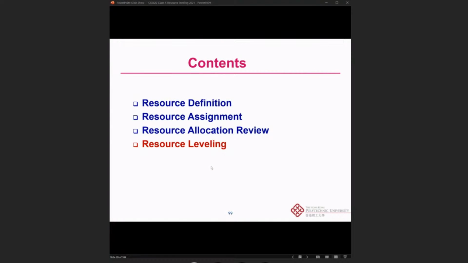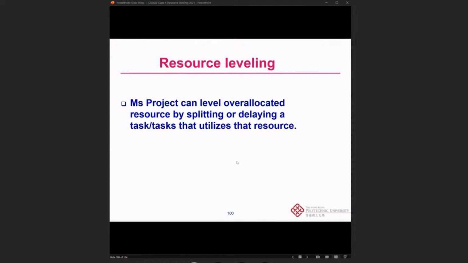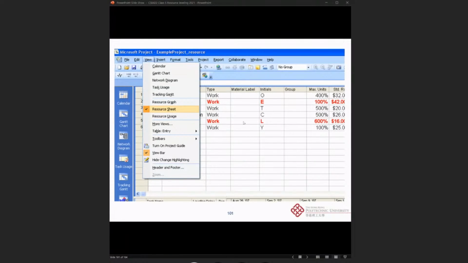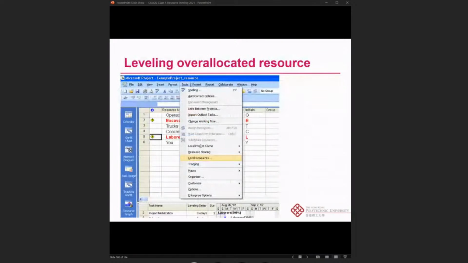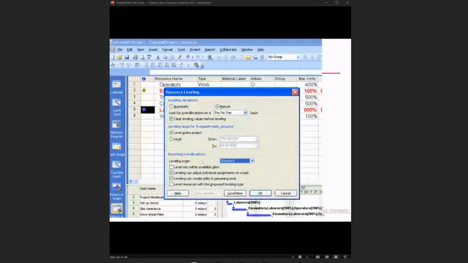And if we find out that there are some resources over allocated, then Microsoft Project can even help us do the resource leveling automatically, by splitting or delaying a task to utilize those resources. Remember that I also showed you the example about the multiple resources limitation. Very difficult to solve, right? But here we just need some clicks. It can already help us do the work, and then we can check the resource sheet and level the resources, like under the tools, we can level the resources.